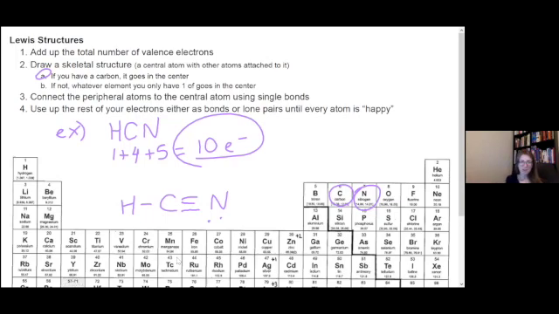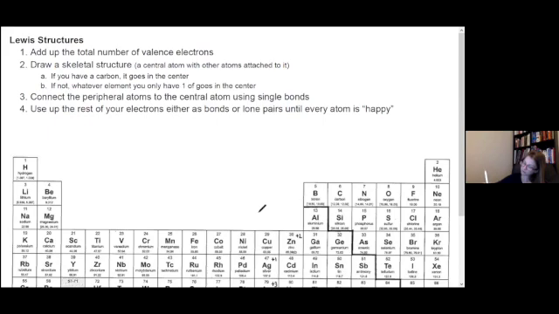Okay, looking at another one, something like N2. Counting up my total number of valence electrons, I have 2 nitrogens. They're in the 5th column, so they each have 5. That means I have 10 electrons to work with.